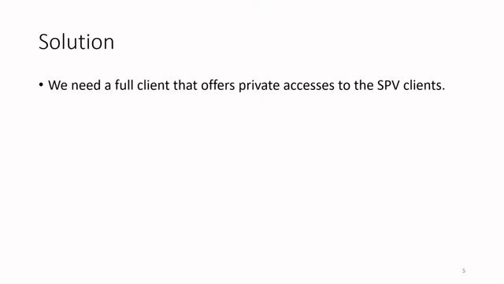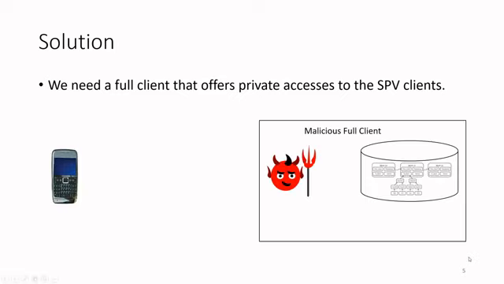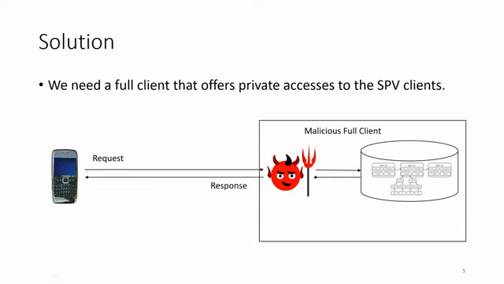So a natural solution for this approach is that we need a full client that offers private accesses to the thin client. In particular, when a thin client sends a request to the potentially malicious full client, it will answer the request with some response. However, it should not know what data the thin client fetched.